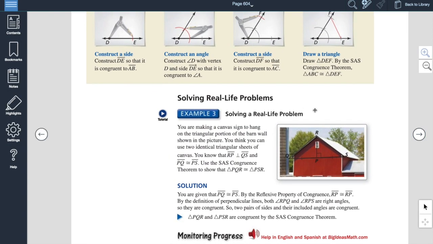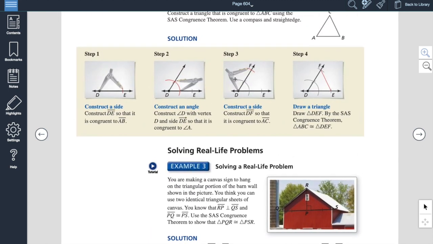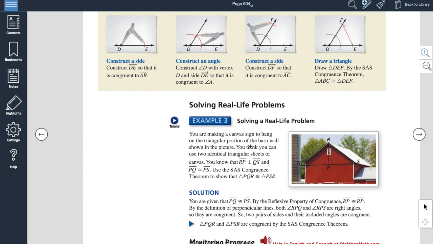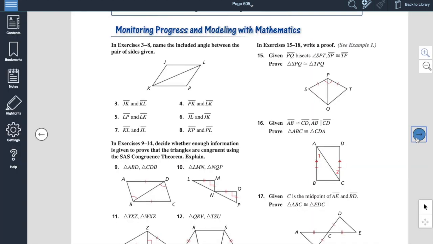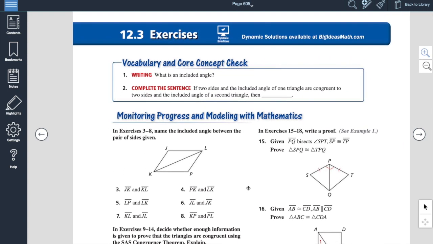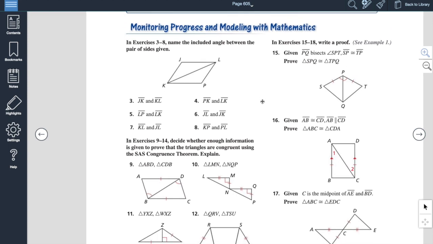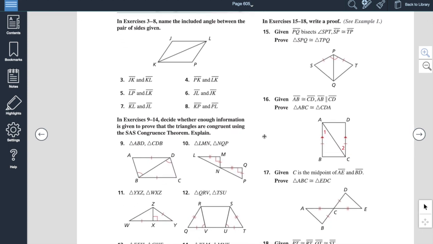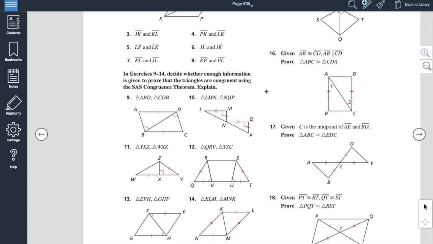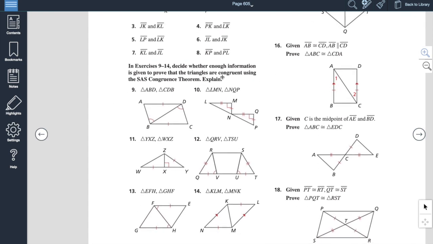If I go to that next page, page 604, do not worry about the constructions or this example here, guys, for this one. Okay? Do not worry about that. I am going to go to page 605, which has the actual assignment on it. And what I'm going to assign for you guys are the first 14 problems. And you'll notice on this, it's asking like, decide whether there's enough information to prove. So remember, you're looking for specifically side angle side, and it has to be in that order.